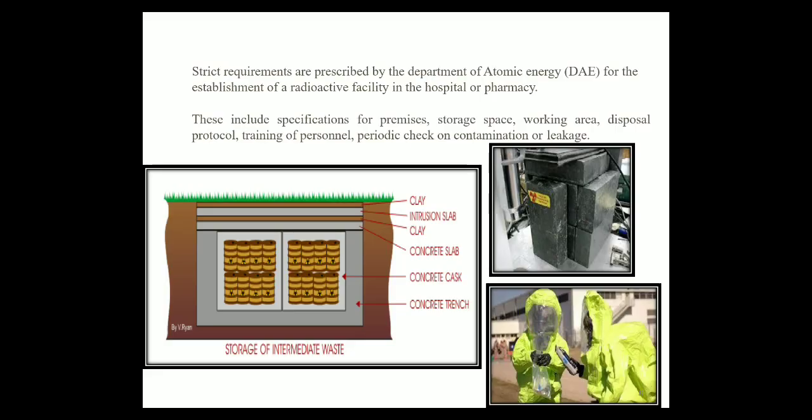Next, strict requirements are prescribed by the Department of Atomic Energy, that is DAE, for the establishment of a radioactive facility in a hospital or pharmaceutical industry. Guidelines are given by DAE. These include specifications for premises, storage area, working area, disposal protocol, training of personnel who handle radioactive substances, and periodic checking for contamination or leakage. The pictorial shows storage of intermediate waste.